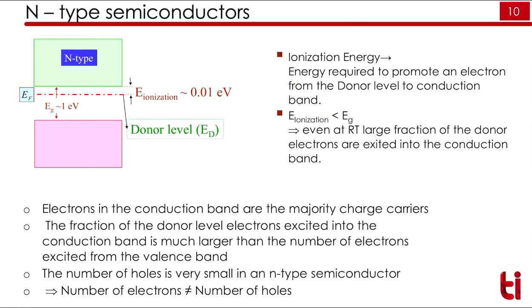Suppose you take an n-type semiconductor. This is the valence band, this is the conduction band, this is the band gap between these two bands, right? This band gap, if you take silicon, is 1.1 electron volt. If you take germanium, it is 0.7 electron volt. For simplicity, 1 eV is used here. This is just for understanding.